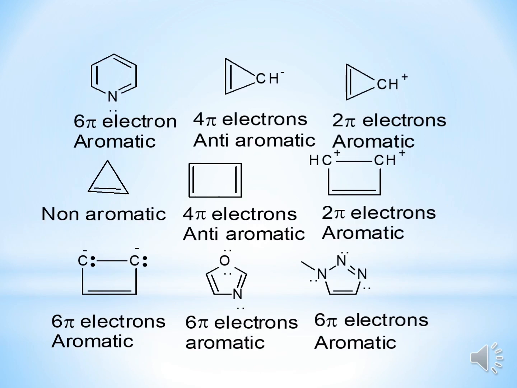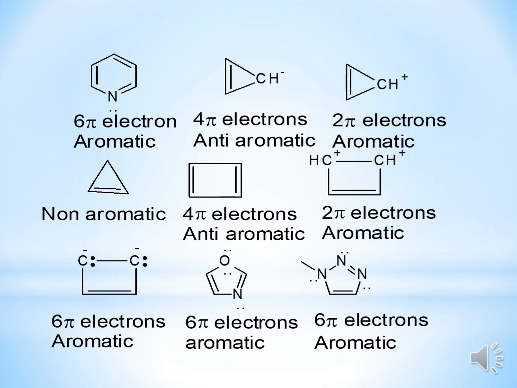Like this, a few examples are given here. Again, this lone pair will not be counted because it is not in the p orbital. It will be in the hybridized orbital, which is sp2, and the p orbital has already made this pi bond. So this double bond will not be counted. So 1, 2, 3, 4, 5, 6 pi electrons, aromatic, right?